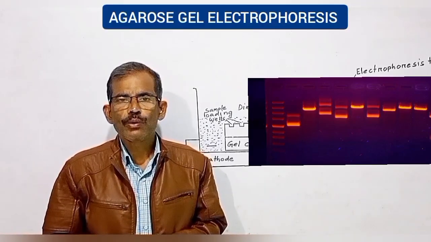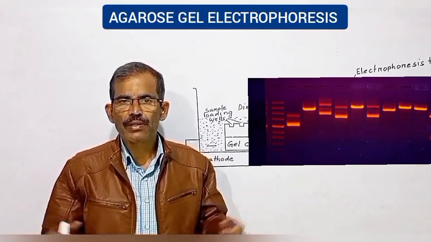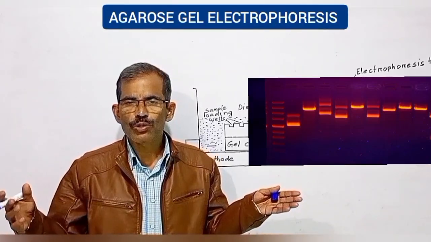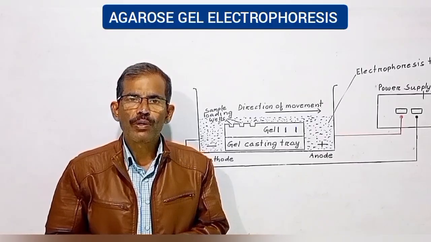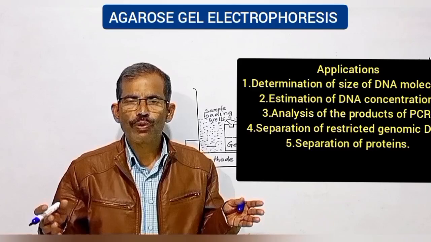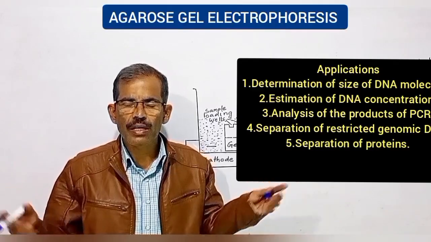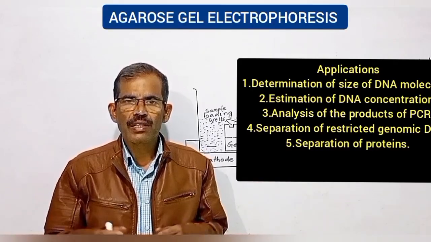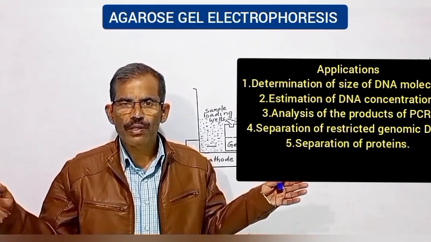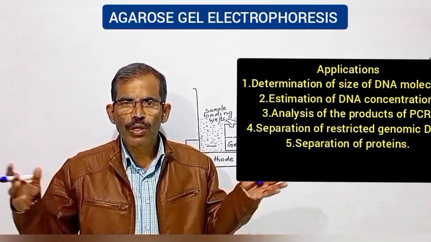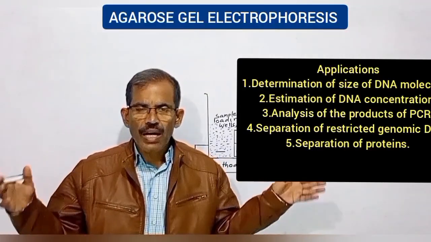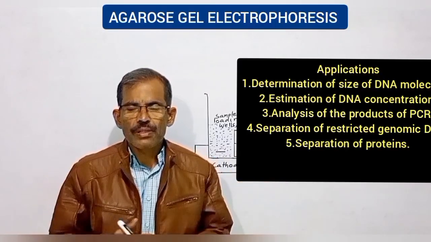Due to the presence of large pore size, agarose gel electrophoresis is routinely used for the separation of nucleic acid fragments. However, it is also useful for the study of proteins where separation is size independent, for example, in case of flatbed isoelectric focusing and immunoelectrophoresis. Agarose gel electrophoresis has several applications.